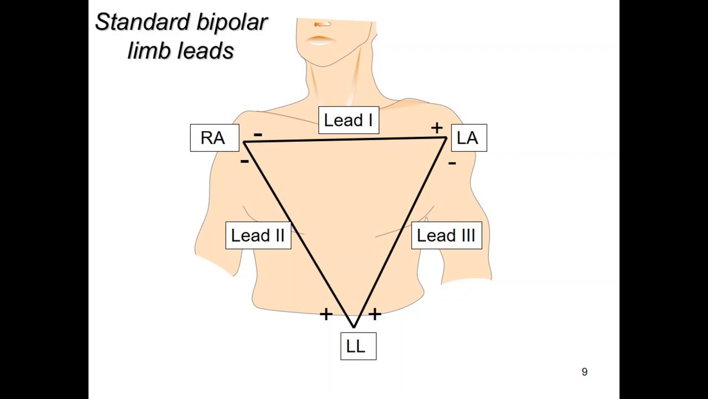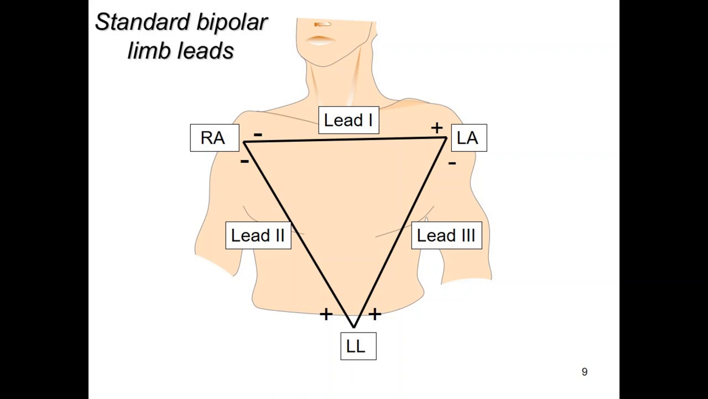Now, lead one, limb lead one, Roman one, is connected by placing electrodes on the left arm and right arm. Here it's shown at the shoulder, but it can be placed anywhere on the arm, usually on the wrist. For clarity's sake, we have taken three points on the body. They form a triangle. We call it Einthoven's triangle. Einthoven was the father of electrocardiography.